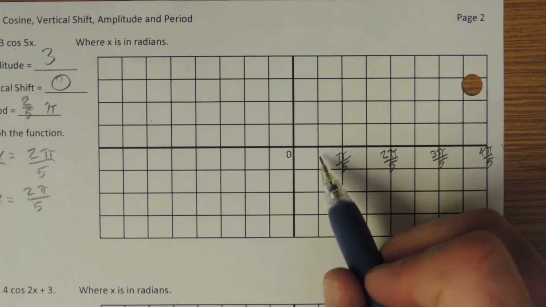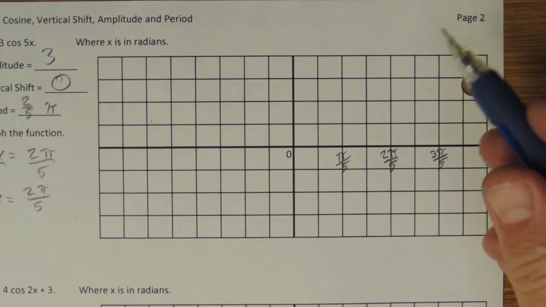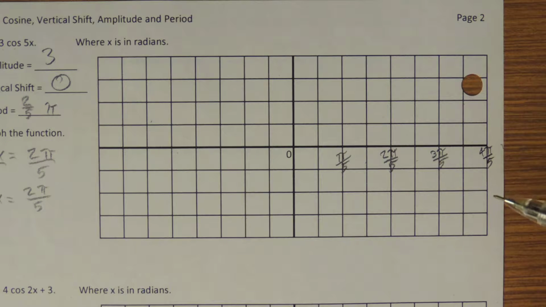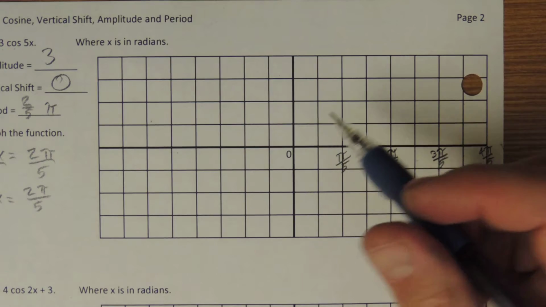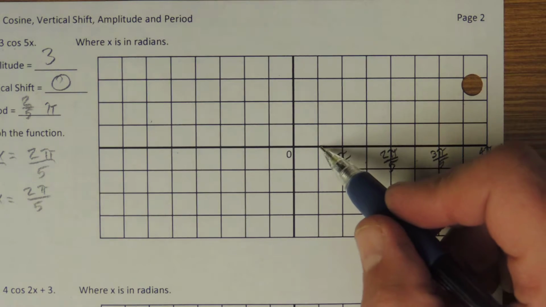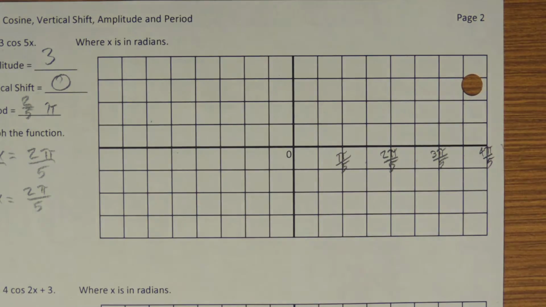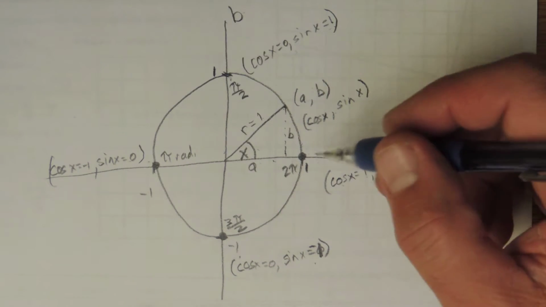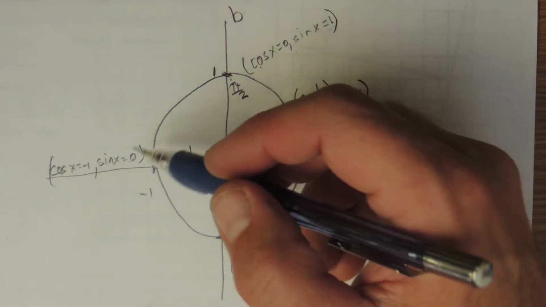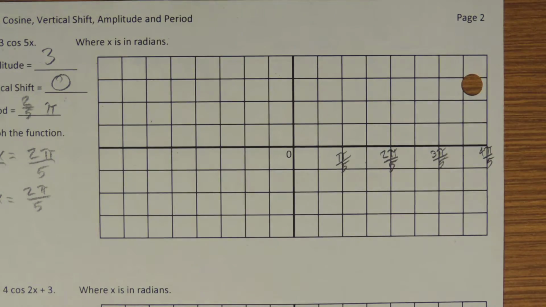And I'm not going to write it, but this will be pi over 10 because it's half of this. 2 pi over 10, 3 pi over 10, 4 pi over 10, 5 pi over 10, 6 pi over 10, 7 pi over 10. But the important thing is this is a complete cycle, this is a half a cycle, this is a quarter cycle. So if I look at my cosine, again this is cosine, it starts at 1, goes to 0, goes to -1, comes back around to 0.